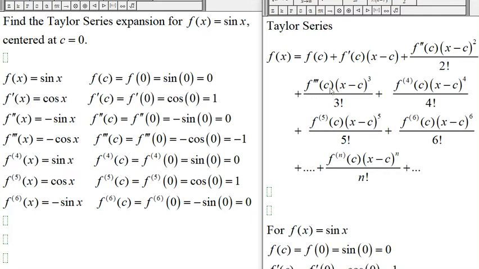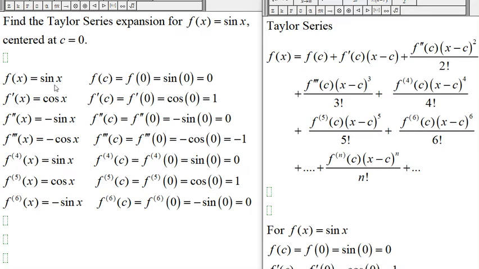This is the Taylor series expansion formula, and we want to find a Taylor series expansion for the function f of x equal to sine of x. So what we need to do is find the first few derivatives and then see if we can find a formula, a pattern. And so f of x is sine of x. And so we'll find the first 6 derivatives and then evaluate the derivatives at x equal to 0.